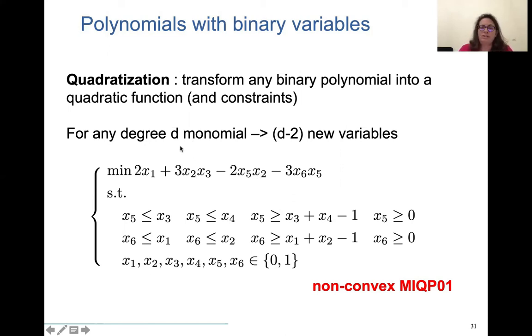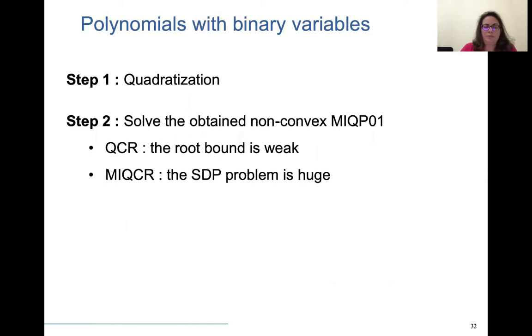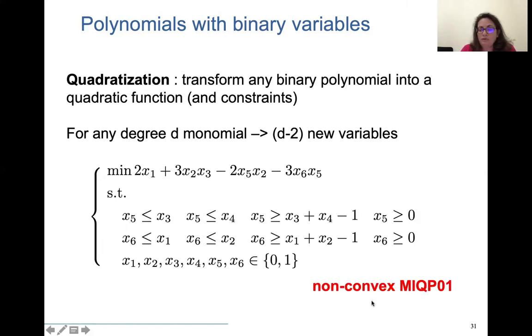There are several quadratization methods, but doing the same easy thing that I'm doing here requires to add d minus 2 new variables for any degree d monomial. But of course, you can reuse the same variables if you have the same products in the polynomial. So our first step is quadratization. Once we have quadratized, you have here a non-convex mixed integer quadratic problem with 0 and 1 variables.